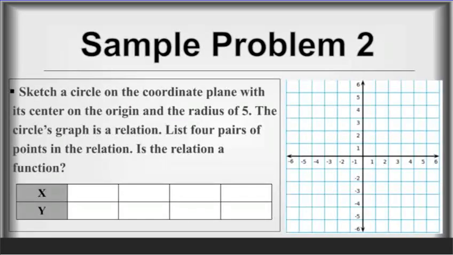Next problem. Sketch a circle on the coordinate plane with its center on the origin and the radius of 5. The circle's graph is a relation. List 4 pairs of points in the relation, and then is that relation a function? So if it has a radius of 5, that means I put a point on 5 here, 5 here, 5 here, and 5 here because the center of the circle is here. The radius is half of it.